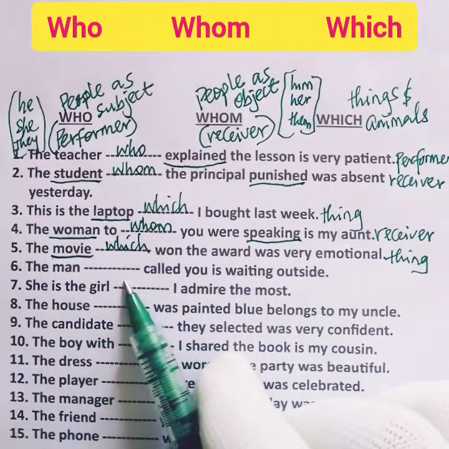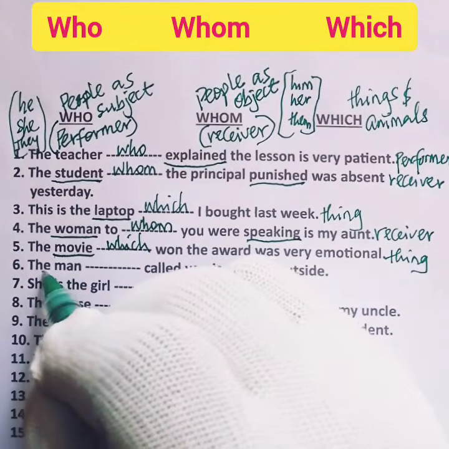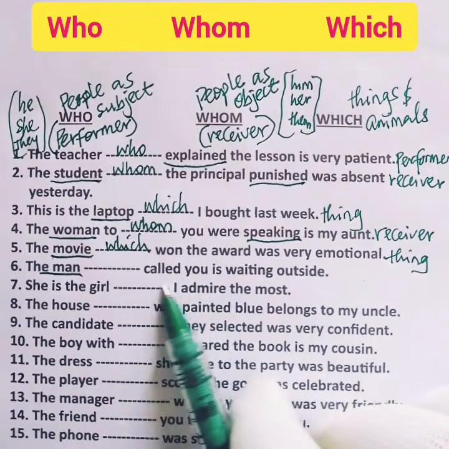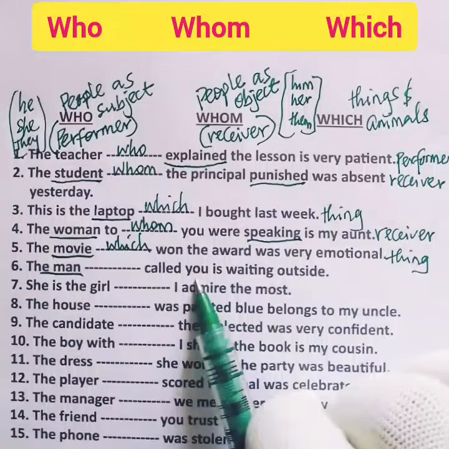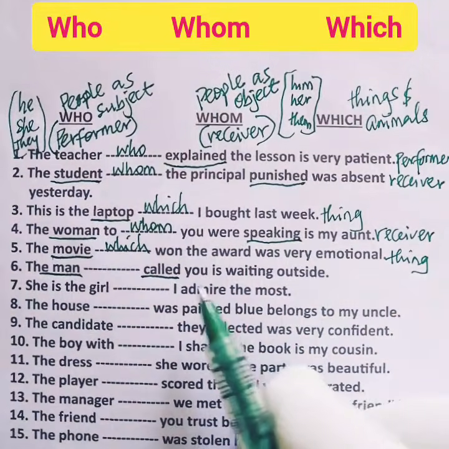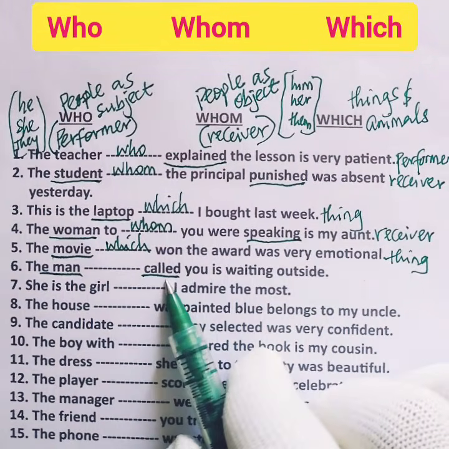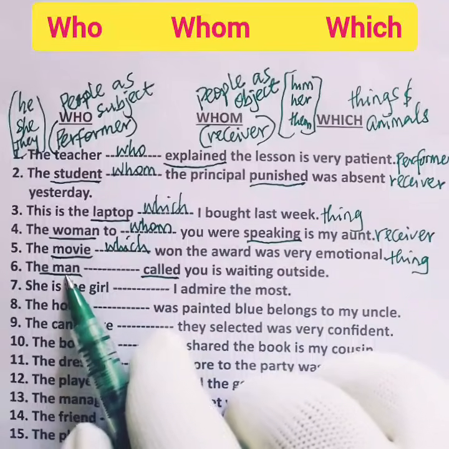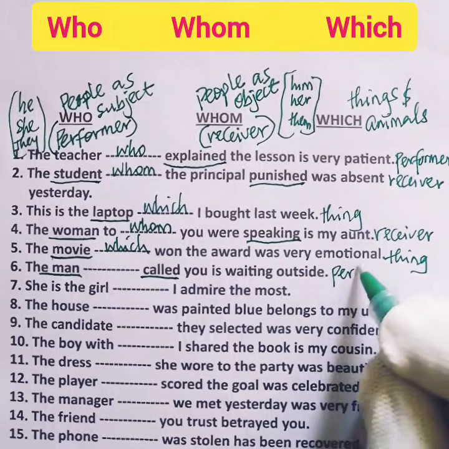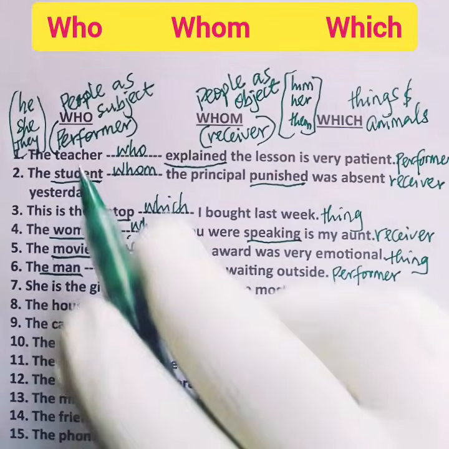6. The man blank called you is waiting outside. The man is the focus here. So is the man performing any action or he is receiving? The main action here is called. This is the first action. So who did the calling? The man. Who received the call? You. So the man is performing action here. The man is the performer. He did the calling. So the correct word to use is who.